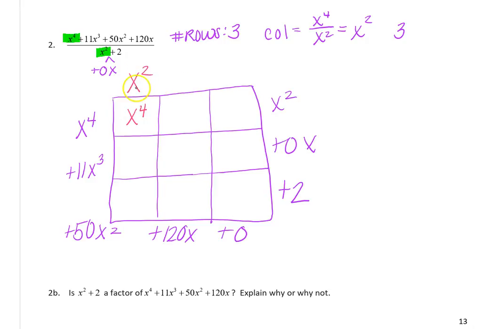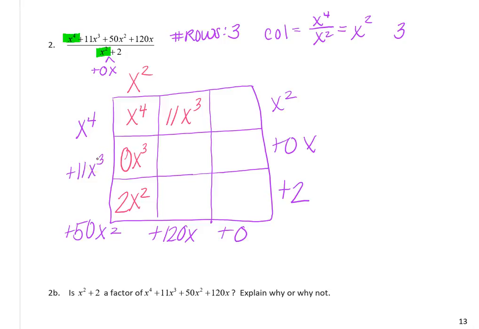Now you're multiplying. x squared times 0x gives you technically a 0x cubed. I like to include the x cubed as a placeholder because it should match this x cubed right here. x squared times 2 gives me 2x squared. Now remember, these two boxes have to sum to give me 11x cubed. So this must be a positive 11x cubed, right? Because then those sum together to give you 11x cubed.